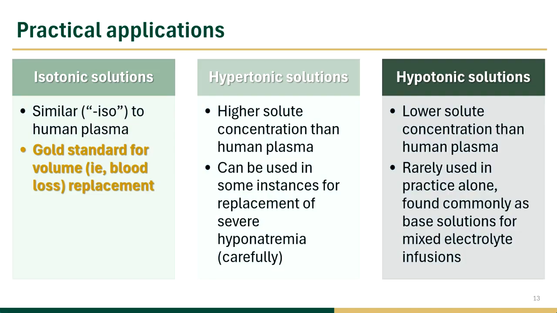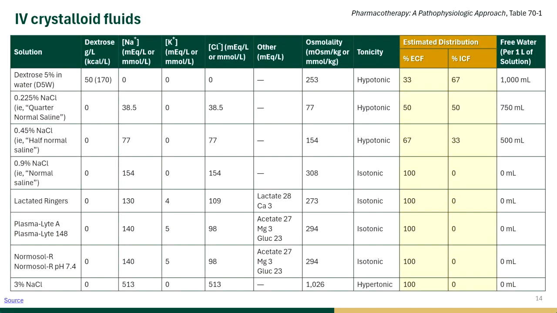If I do the math on those things, I can figure out what the tonicity of that solution is compared to my human plasma. So hypotonic solutions can be used in just a really small number of circumstances, but mostly they're used as the base IV fluid for some more complex or more mixed electrolyte solutions. So this is a chart from the pharmacotherapy textbook. I really like the way that it compares the different IV fluids to one another.